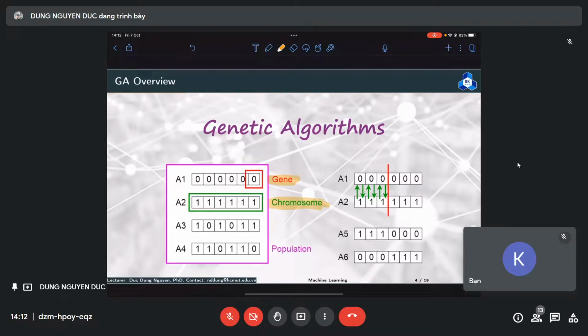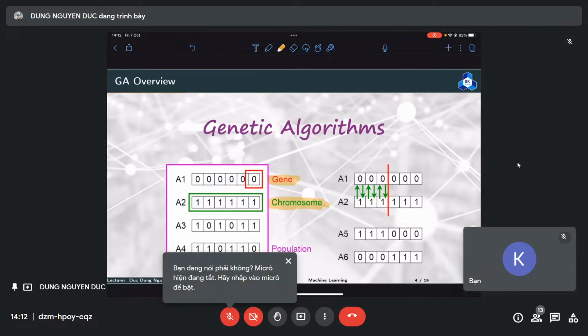Well, chromosome is a set of gene. Okay, it's the whole sequence of gene. So chromosome is sometimes called individuals or hypothesis or solution, your choice. Okay, so a chromosome is encoded values of the parameters that you want to optimize. And you may have a lot of chromosomes, and each chromosome represents some sort of solution. Then the collection of those chromosomes is called population.